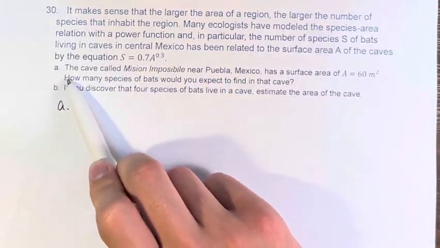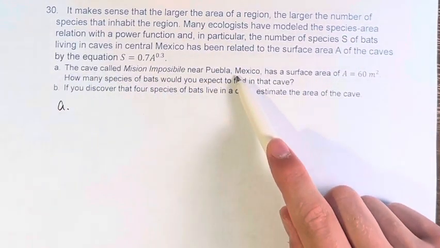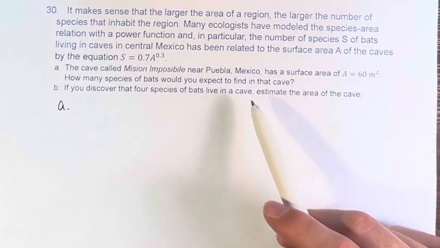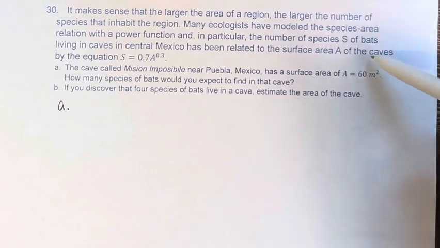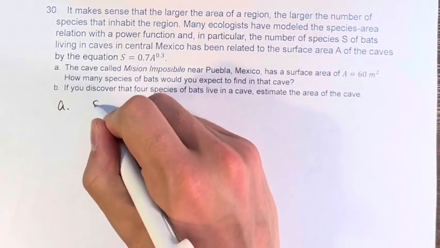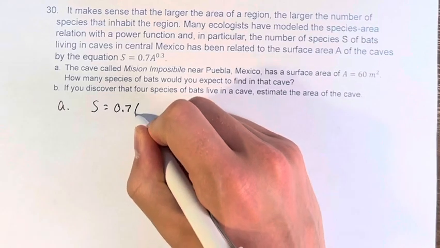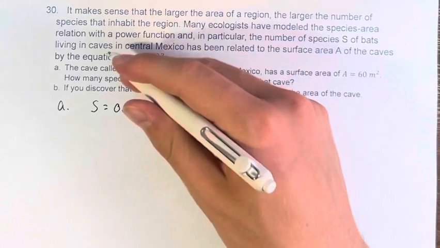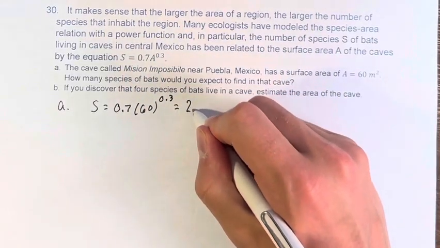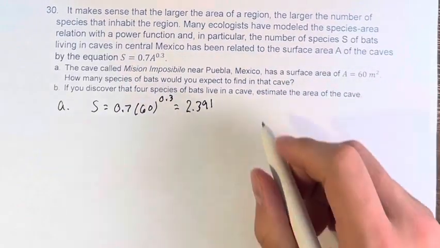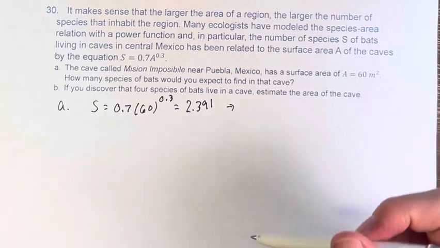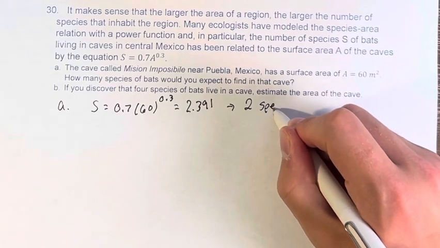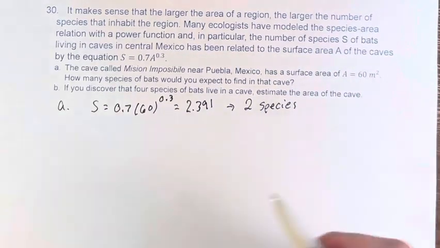So in part A, this cave near Puebla, Mexico has a surface area of A is equal to 60 meters squared. How many species of bats would you expect to find in the cave? All we have to do is plug in 60 into this function to get S is equal to 0.7 times 60 to the 0.3. And doing these calculations, we get 2.391. Rounding to the nearest whole number, because you can only have a whole number of species, we would expect 2 species of bats to be living in that cave.